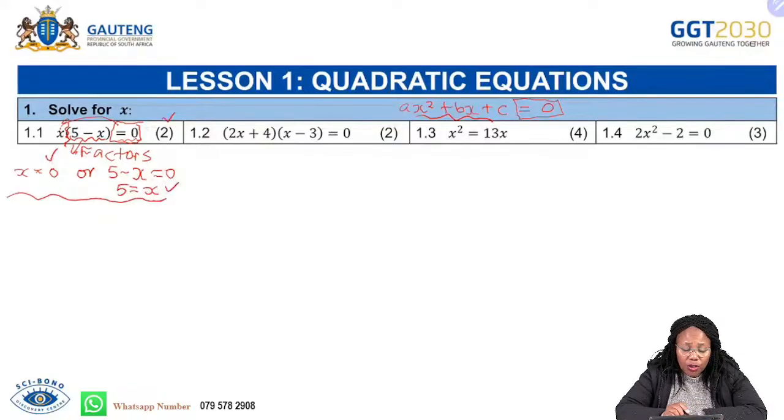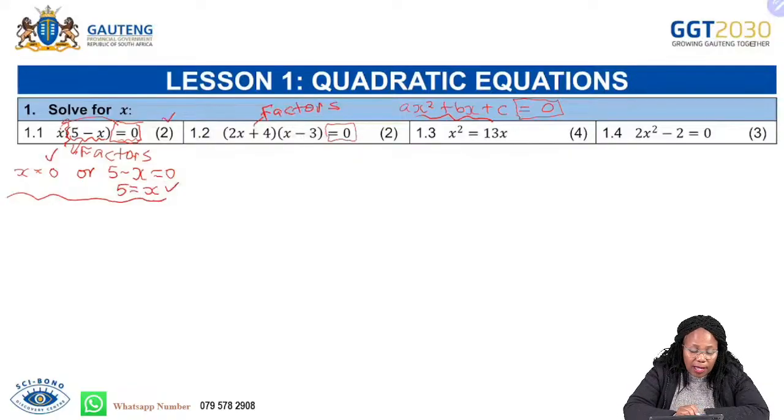And then 1.2, let's check now. Is the right-hand side equal to 0? Yes, it is equal to 0. The left-hand side, I have brackets, therefore these are factors. No need to multiply out if you have factors, grade 12. We are going to take them as they are now. And then we are having 2x plus 4 into x minus 3 equals 0.